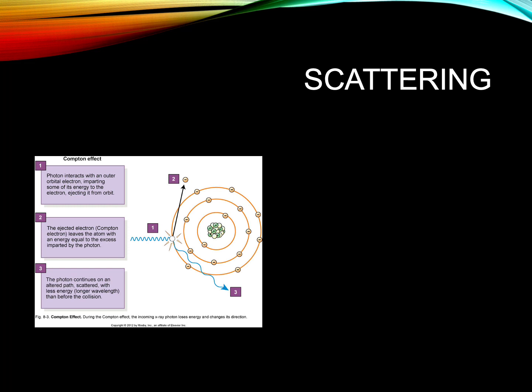In figure 8.3, we can see that the photon interacts with an outer orbital electron, and some of its energy is going to be released from that photon, and then it ejects it from the orbit. So it just bumps it out. So the ejected electron, which is the Compton electron, is going to leave the atom with an energy equal to the excess imparted by the photon. And then the photon continues on an altered path, scattered with less energy than before the collision.